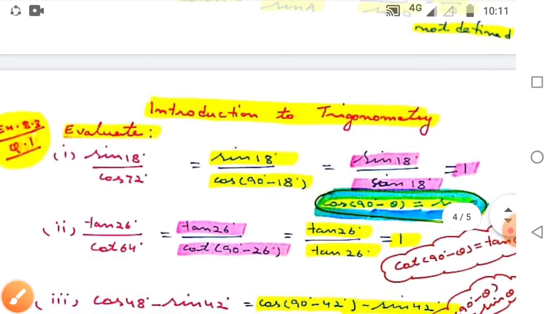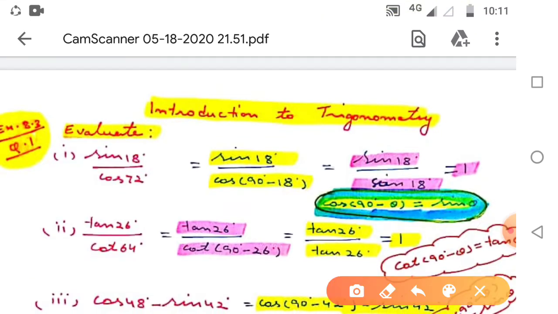And now come to exercise 8.3, question number 1. Introduction to trigonometry again, and evaluate sine 18 upon cos 72.